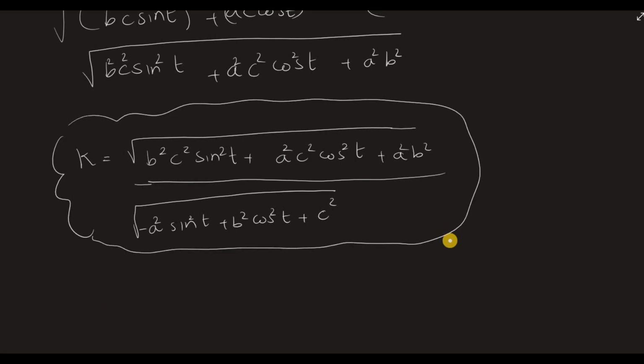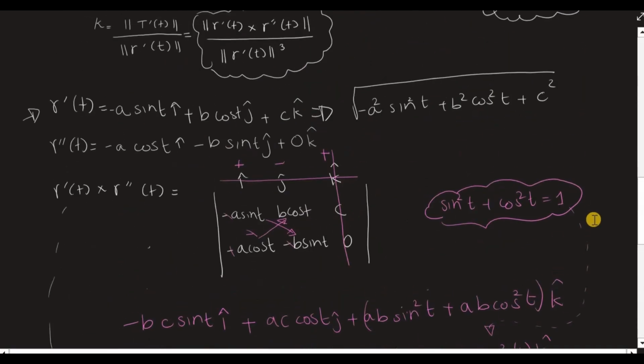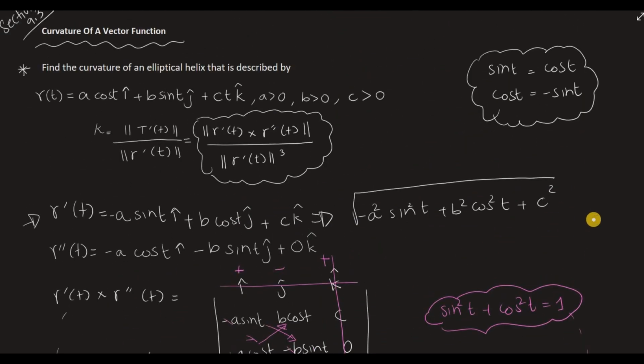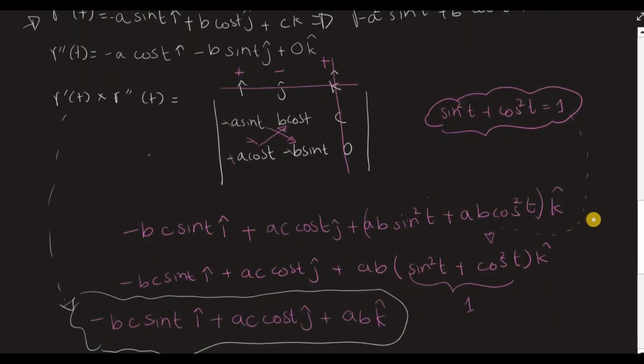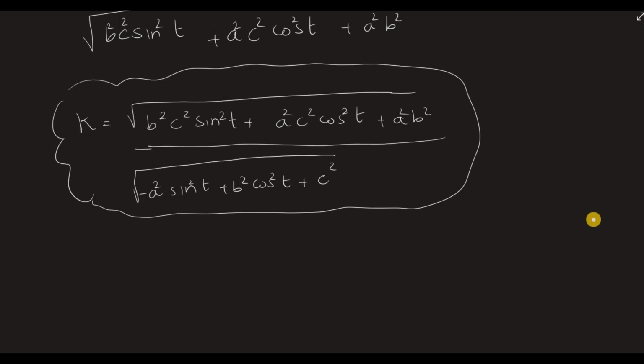This is the answer, but we're not done yet, right? We're almost there, but we're not done yet. You forgot the square root of, if you see carefully here, there was a cube as well, right? So we need to put this to the power of 3. So this is the answer, but let's simplify this a little bit.